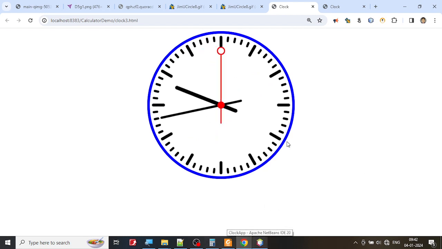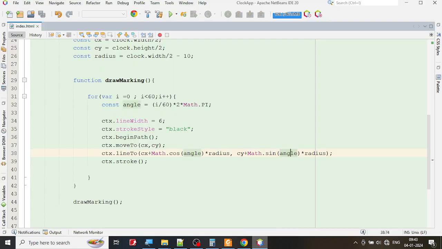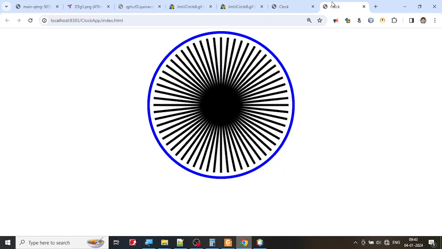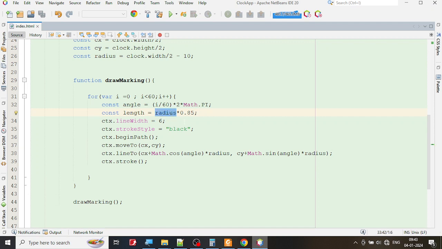So we are going to define the length of our markings. Let's say constant length, and I'm going to say length is 80% of the radius value. So what is this radius that I have? The radius is this radius, times 0.85, 85% of this. I'm going to draw the marking. Let's save it and see the effect. Let me go here. By the way, I just made a length here. Now I am starting at the center.